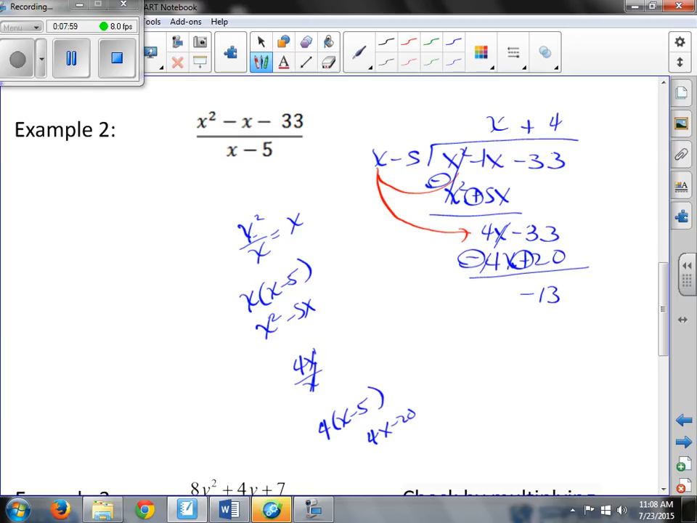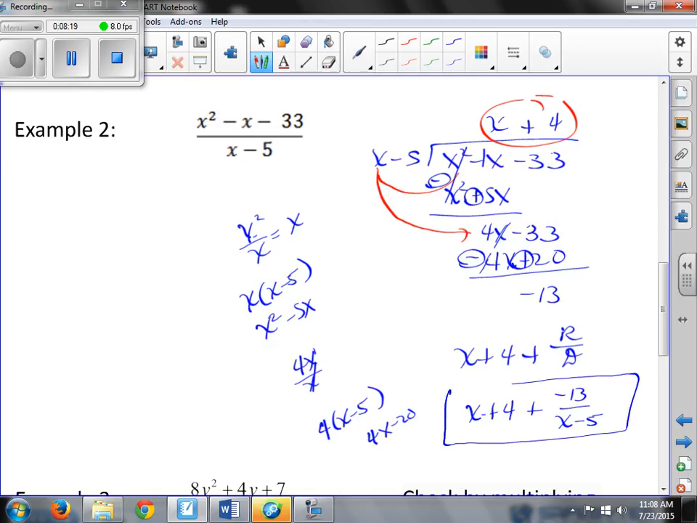Now, when I write my answer, I'm going to write the quotient, which is x plus 4, plus the remainder over the divisor. So I'll have x plus 4 plus negative 13 over x minus 5. Final answer.